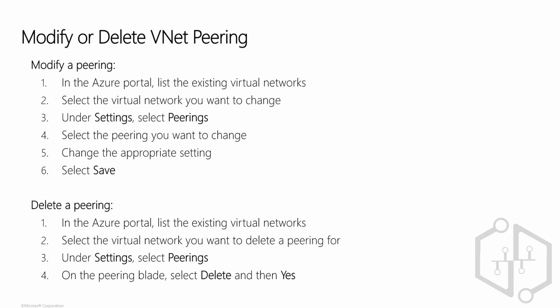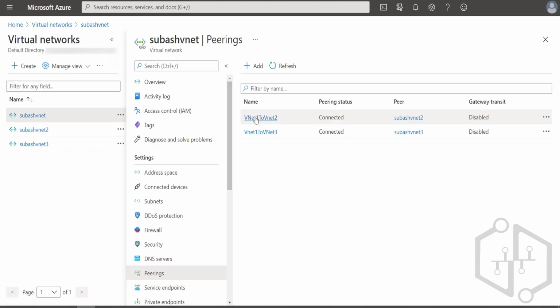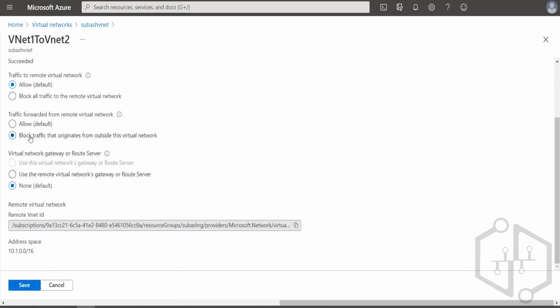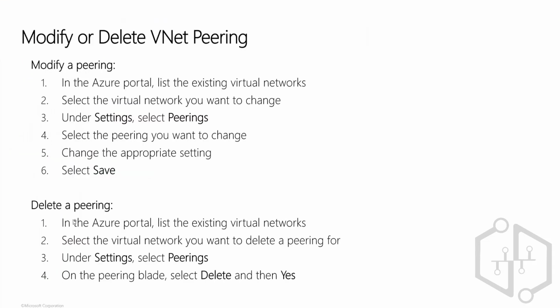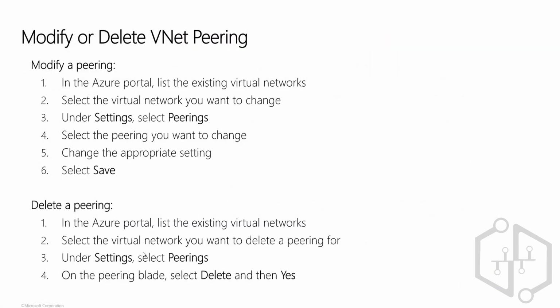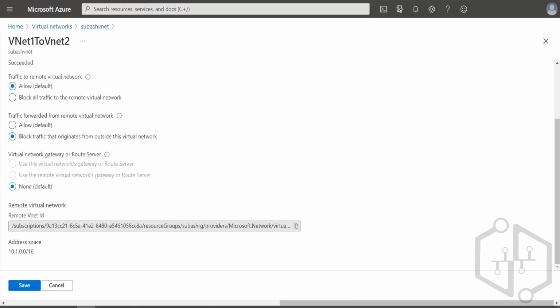So in case you want to remove this VNet peering, you can directly go to your peerings over here, modify or change whatever values you want. You can see your remote VNet ID. You can see the address space for connectivity. If you want to delete any of the resources, delete the peerings.